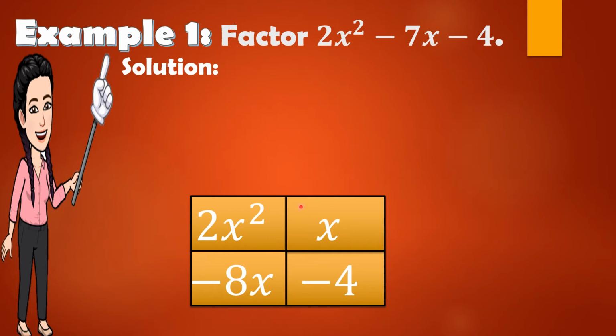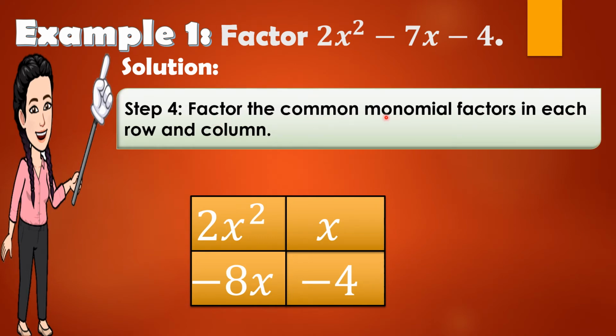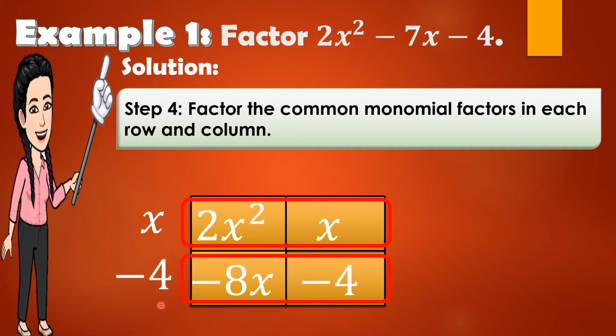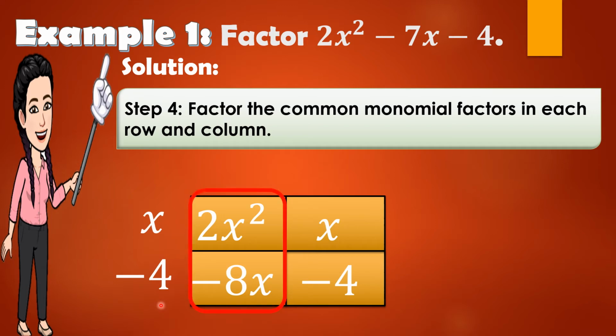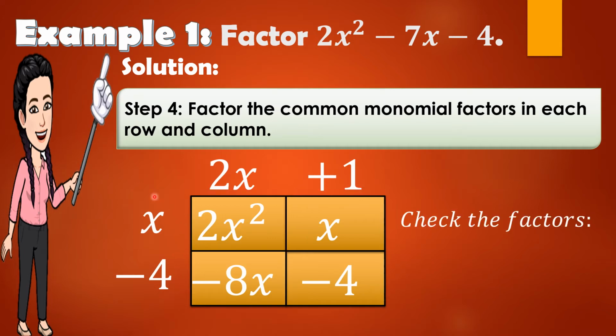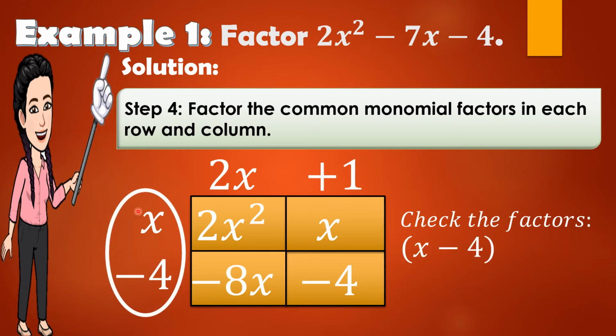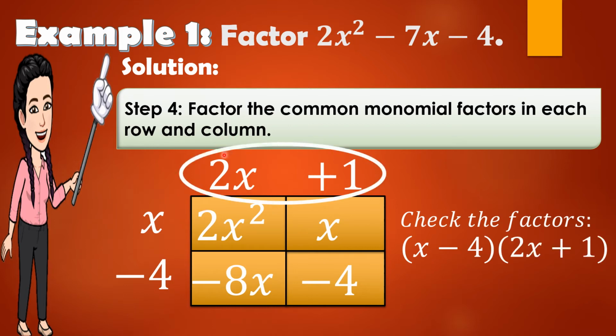After natin makumpleto ang ating factor box, ifa-factor naman natin ang mga common monomial factors sa bawat row at column. So for 2x squared and x, ang common factor nila ay x. For negative 8x at negative 4, ang common factor nila ay negative 4. Para naman sa 2x squared at negative 8x, ang common factor nila ay 2x. Sa x at negative 4, ang common factor naman ay positive 1. And then, para sa factored form, pagsasamahin lang natin sila. So ito, isang pares na to, magiging x minus 4. And then, ito naman nasa taas ay magiging 2x plus 1.